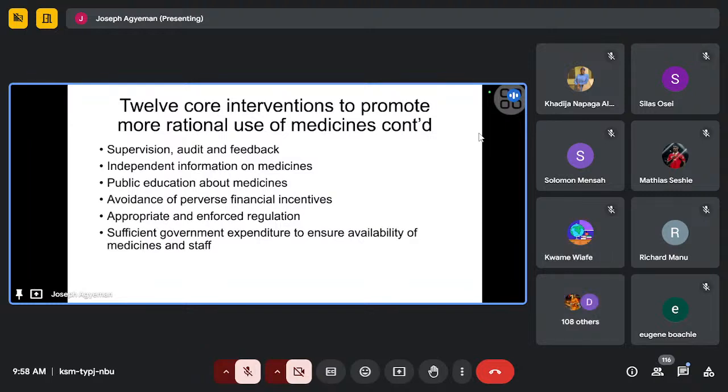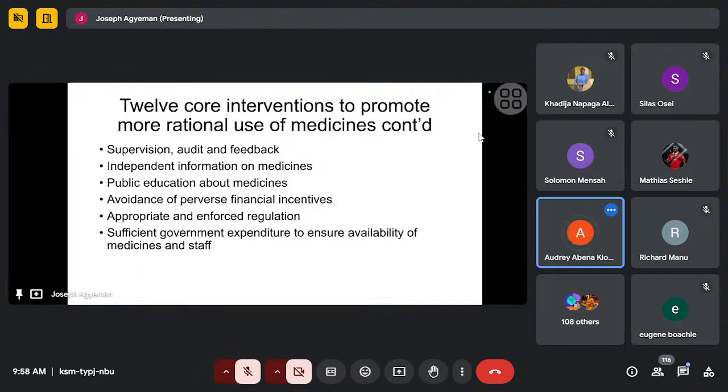Then you tell them possible interventions, strategies. Some of the 12, because you can remember all the 12, you cite them and you explain each of them briefly as to how they can contribute to the promotion of rational drug use, and then you conclude. Class Captain, any questions?